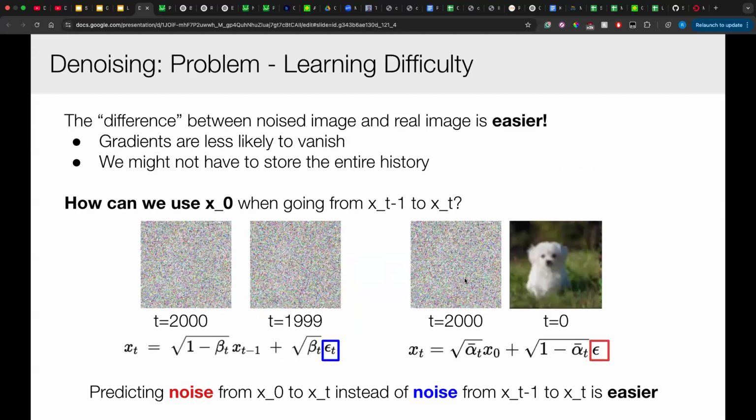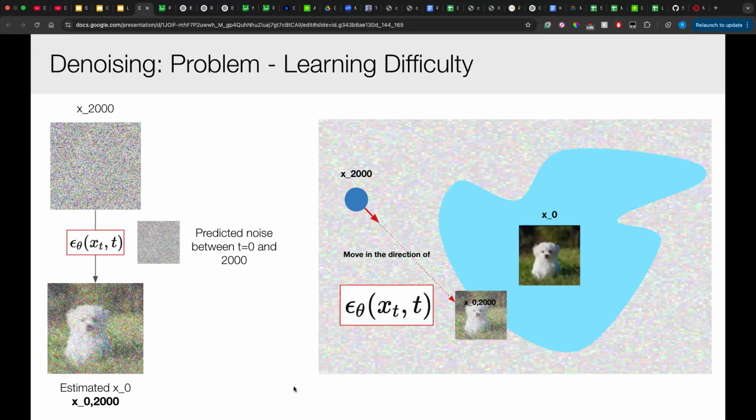An easier thing to learn is going from t equals 200 and comparing that to t equals 0, because there's a very clear visual difference. The model would have a much easier time learning the difference in noise between these two images compared to two basically noise images. In other words, we want some way of predicting the noise from x of 0 to x of t instead of the noise from x of t minus 1 to x of t, and using that quantity to predict what t minus 1 is. Before I show this in equations, here's conceptually what I'm talking about.